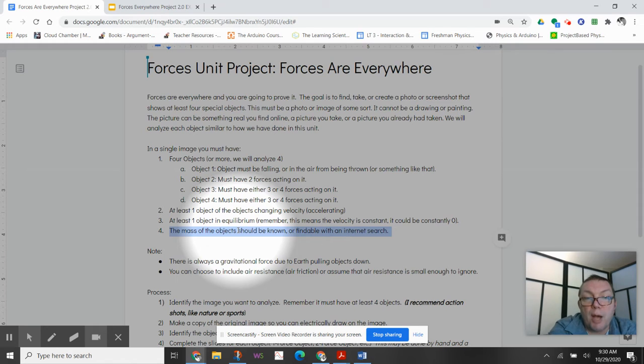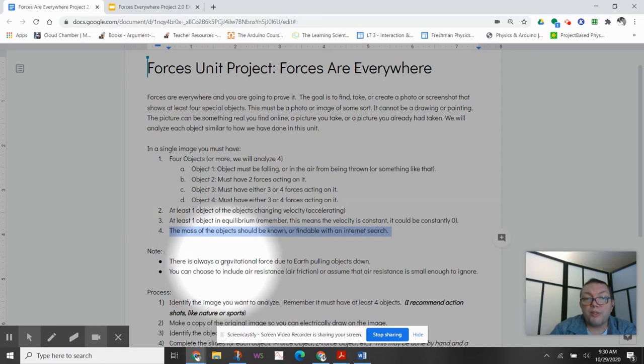The objects need to be something that we can find the mass of. If it's an object or a bird or an animal, we can usually find those masses or find the average mass for those things online. But remember, they need to be in kilograms.